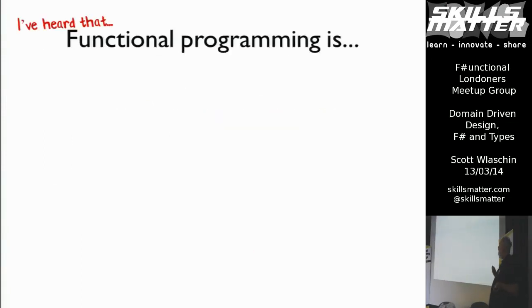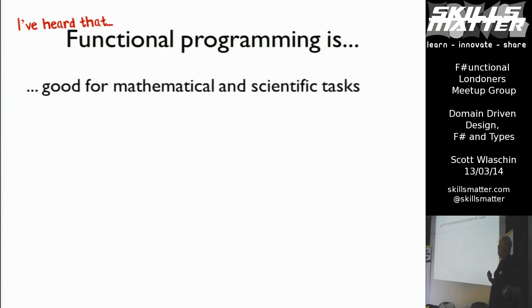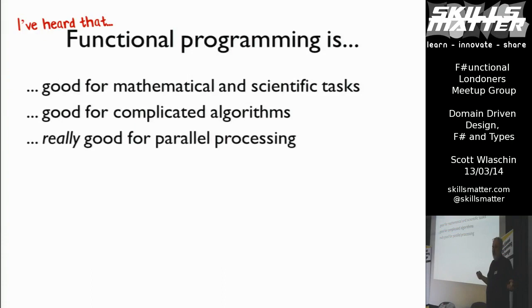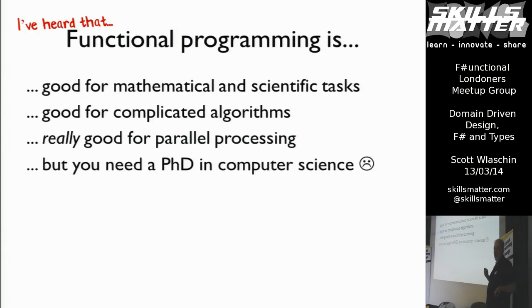So a lot of people have heard that functional programming is really good for mathematical, scientific tasks, really good for complicated algorithms, good for parallel processing, but you need a PhD in computer science to understand it. Well, the first three things are actually true. It is really good for all those things. And it's so not true that you need a PhD.